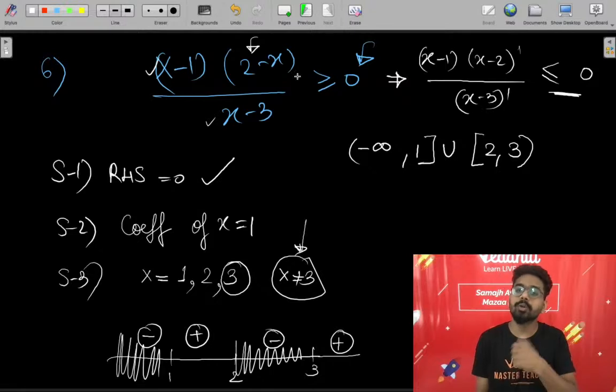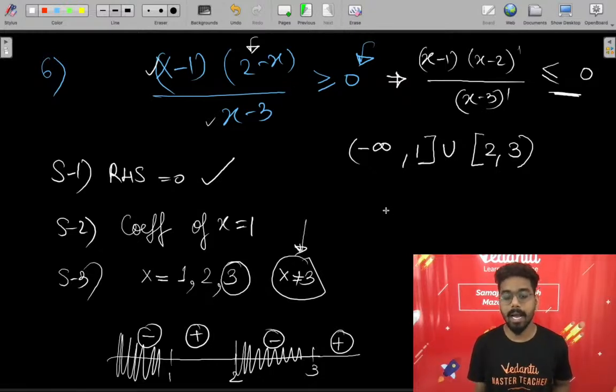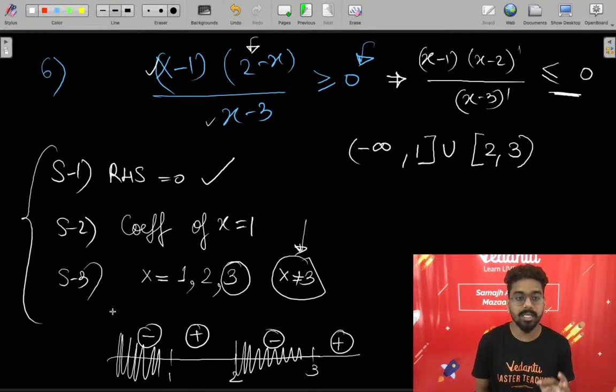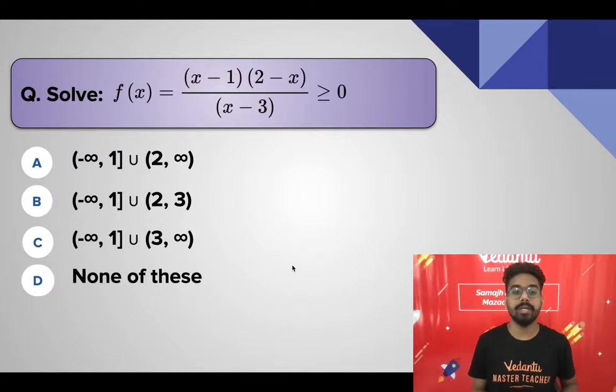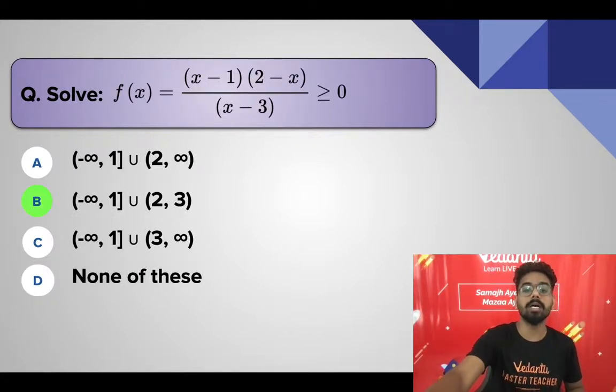If this one is negative, then this one will automatically be positive. Did you understand? So you have to follow the basic steps. So the answer is minus infinity to 1 and 2 to 3. The answer will be option number B.